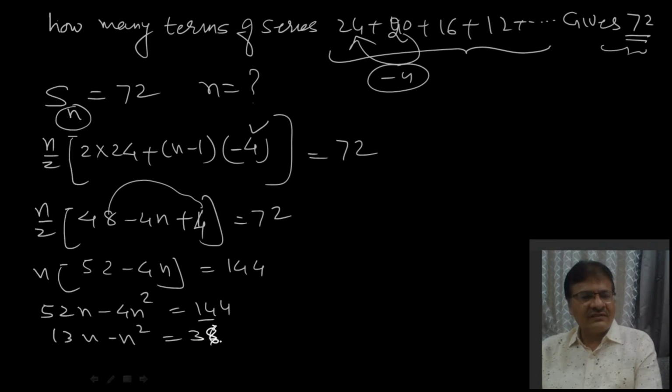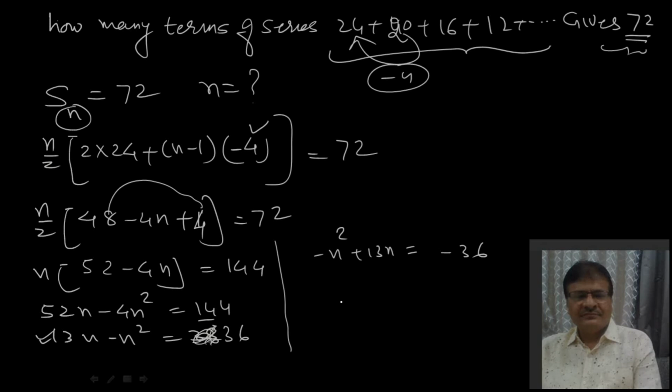36 4s are 144. So I can write this as minus n square plus 13n. I can apply minus both sides, so it would be minus 36. Is that clear?